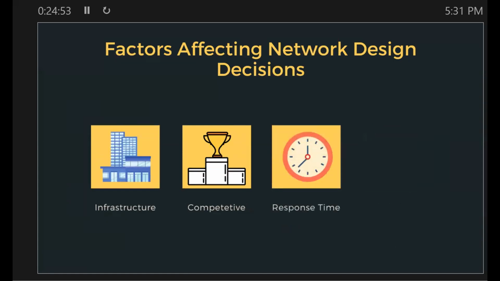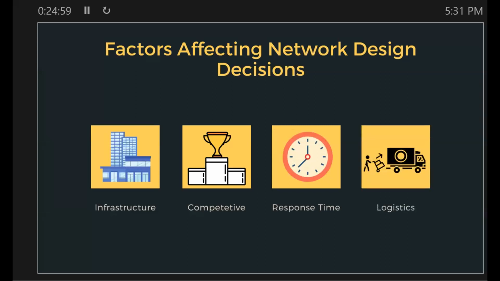Next is response time. This needs to be properly addressed to ensure customer satisfaction. And lastly, logistics. It must be considered to properly plan the most cost-efficient route and available delivery systems.